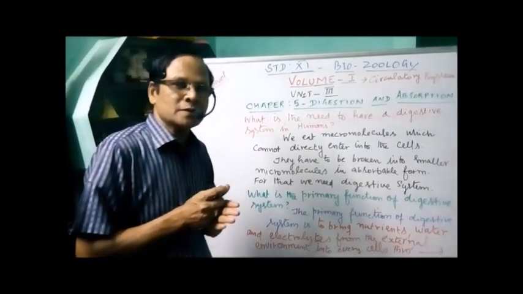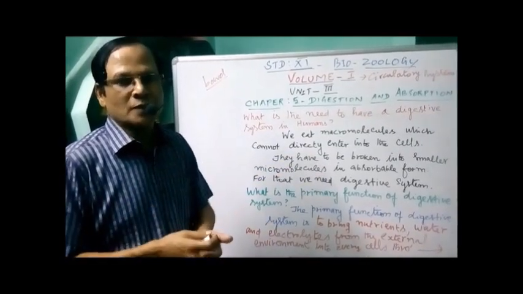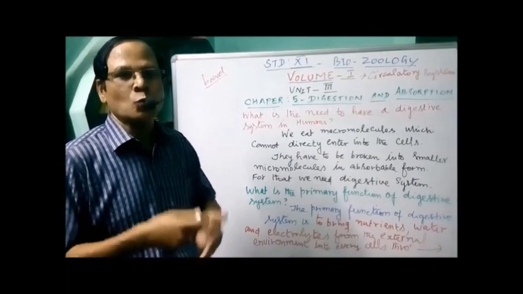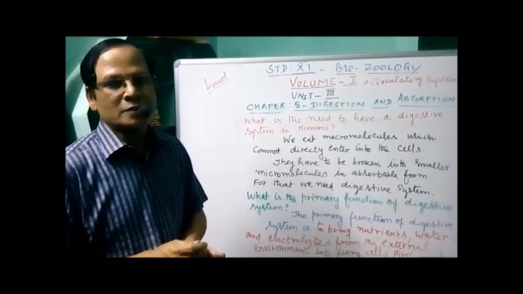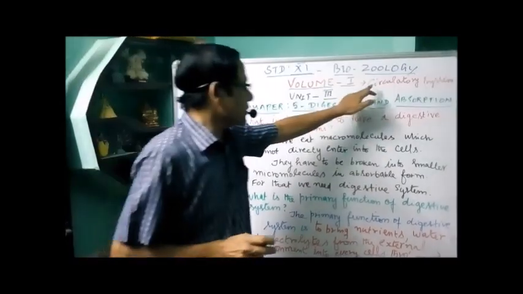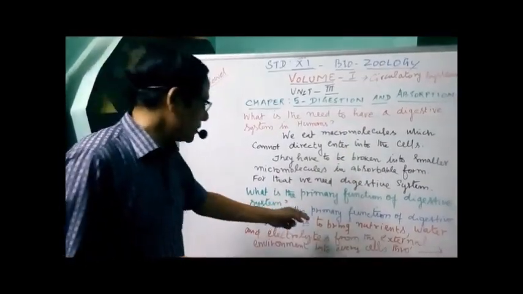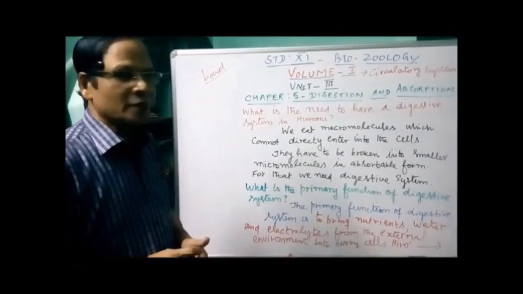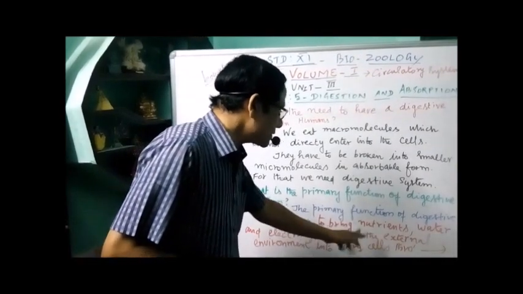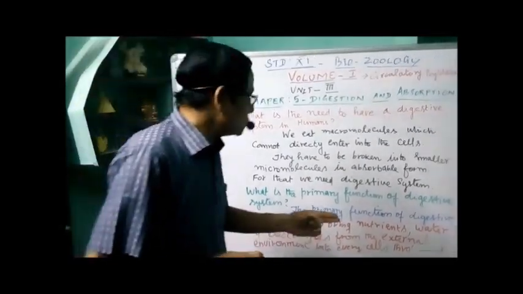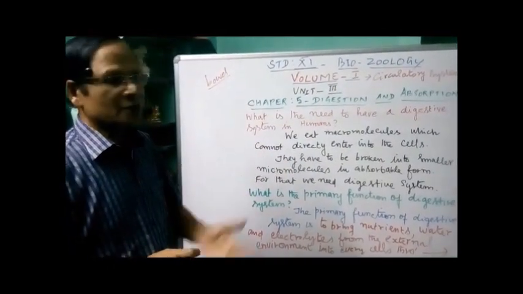Now, what is the primary function of the digestive system? The primary function of the digestive system is to bring nutrients, water and electrolytes in the form of minerals from the external environment into every body cell through the circulatory system. That is the main, or primary, function of the digestive system.